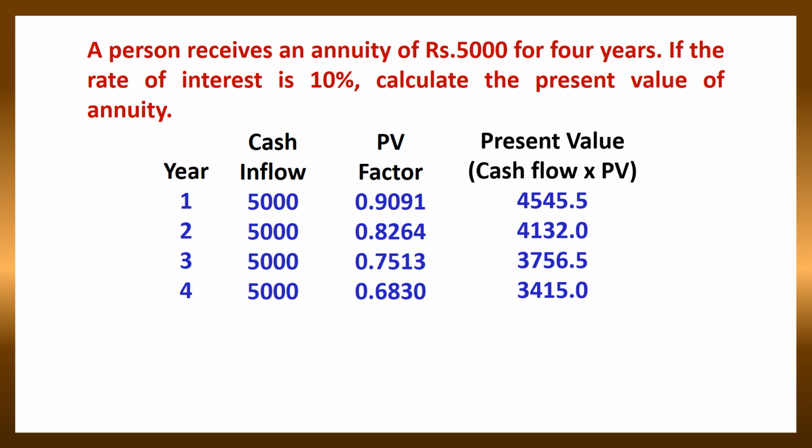Now, at the end of second year, what is the value of the 5,000 received? 5,000 into 0.8264, that is 4,132. And at the end of third year, the value of that 5,000 is 5,000 into 0.7513, that is 3,756.5. And the 5,000 received at the end of fourth year, let us find the value of that. 5,000 into 0.6830, that is 3,415.